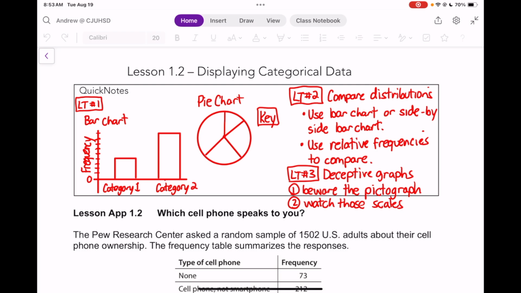Watch out for bar charts that start at 90% or at 9 or 10 or whatever.